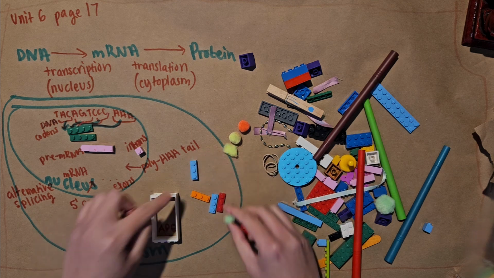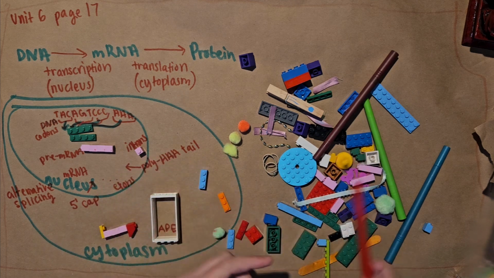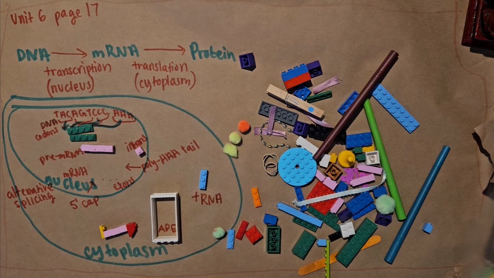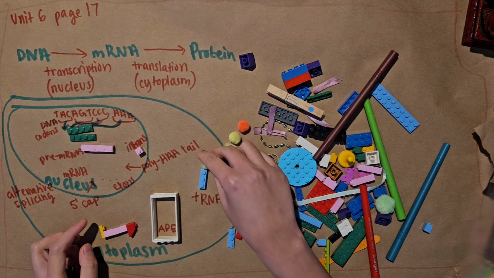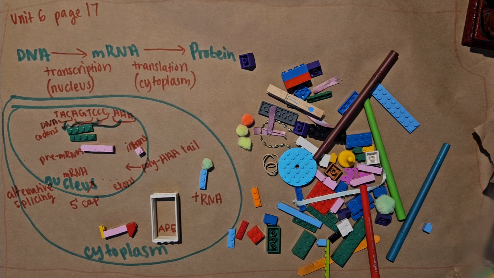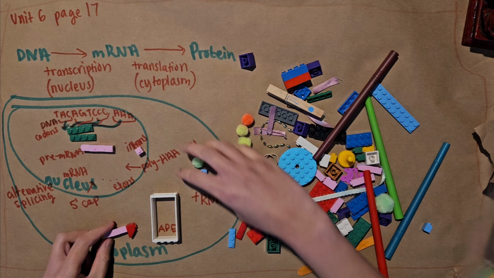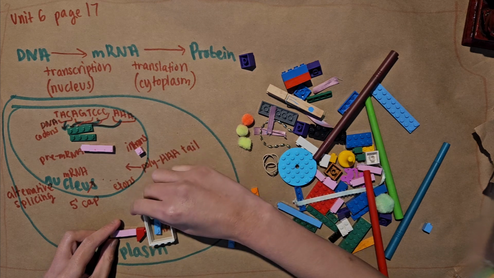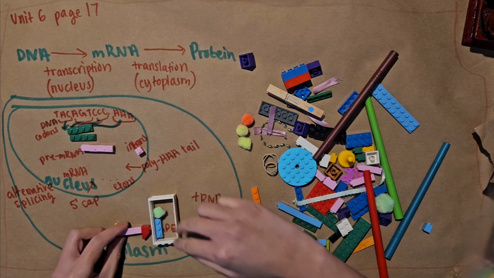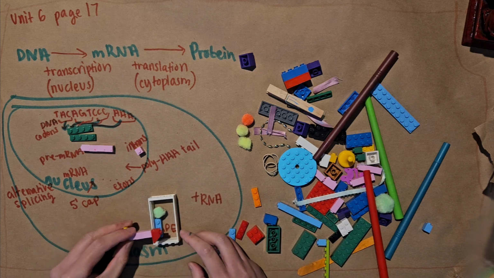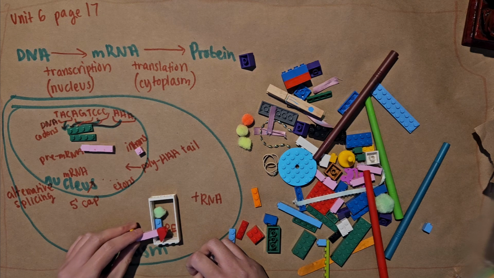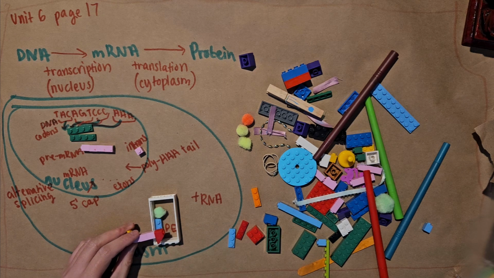So here we have our tRNA. And the tRNA is transfer RNA. It's going to carry the amino acids. These right here, these are the amino acids. They're going to carry it to the A part. That's where the amino acid enters, as the codons on the mRNA are being read.